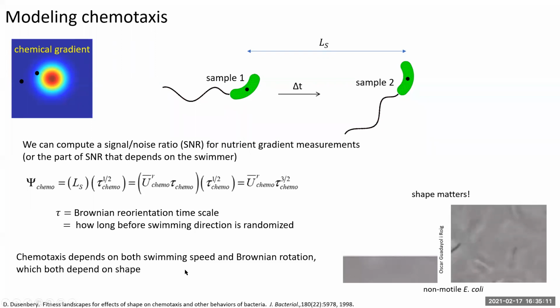So chemotaxis is going to depend on both how fast you can swim, swimming efficiency, which we already quantified, and also this Brownian rotation, this tau, which is going to depend on shape. The longer and skinnier you are, the more resistant you are to Brownian rotation, and the longer you can swim straight for.